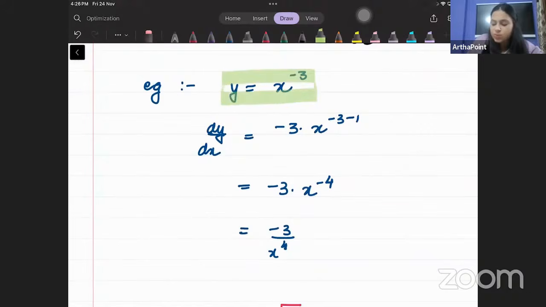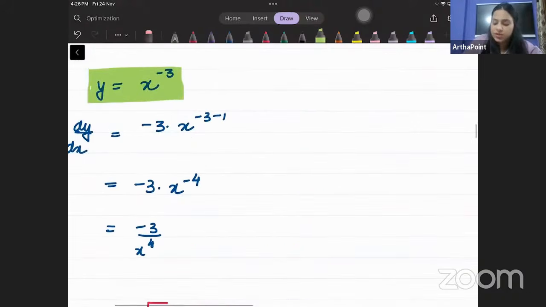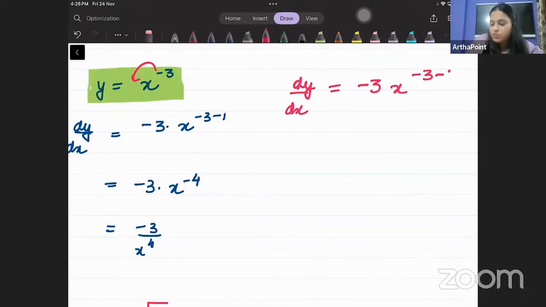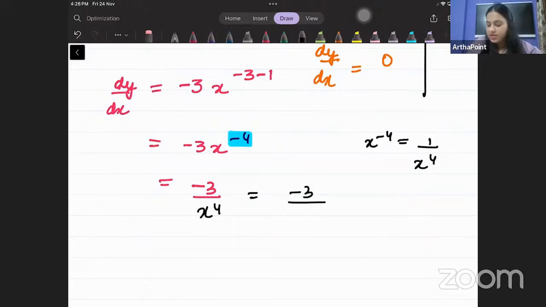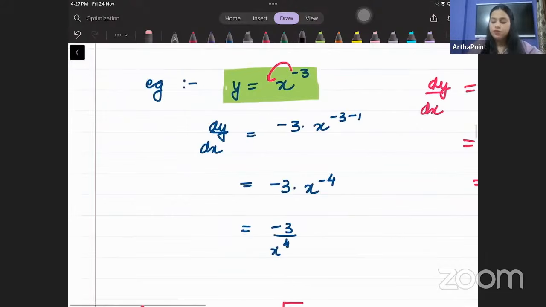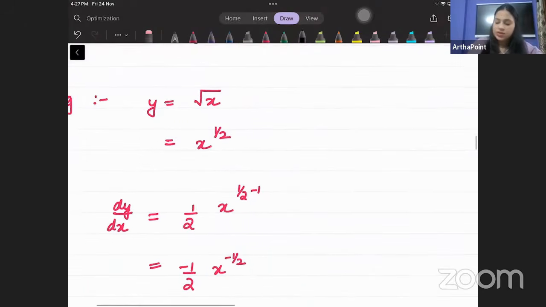So y is x to the power minus 3. So do it, beta. What will be dy by dx? Beta, power will come down, power will reduce by 1. Minus 3x to the power minus 4. Beta, whenever you see a negative power, it will go in the denominator. So if I write x to the power minus 4, this will be 1 by x to the power 4. So this will be minus 3 by x to the power 4. Is this clear? Okay beta, now look.